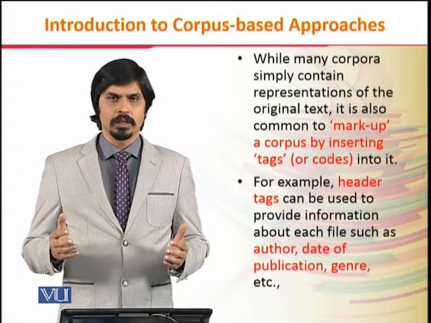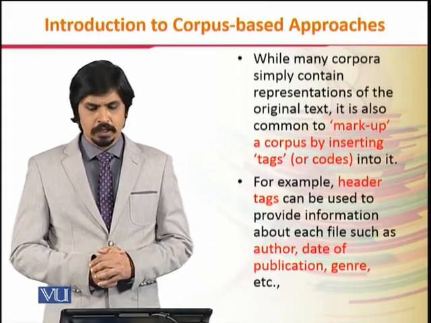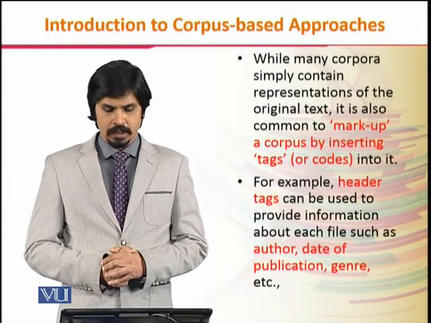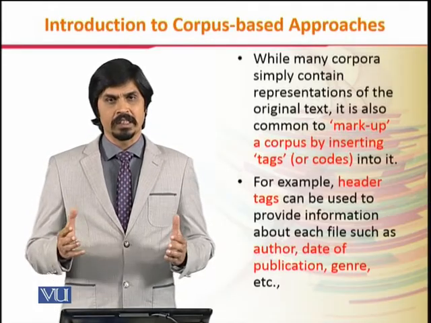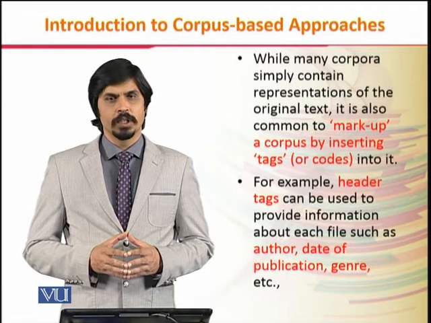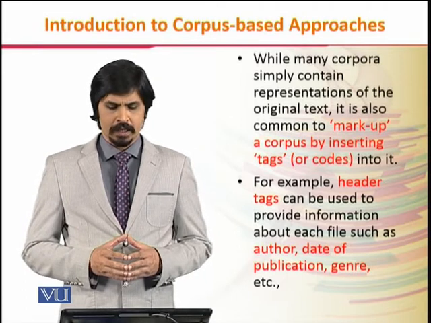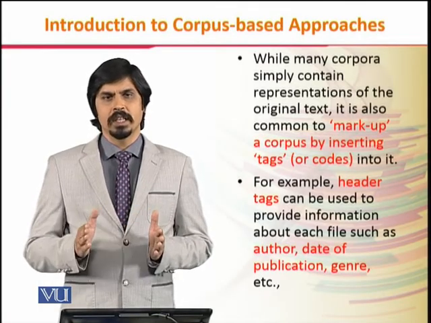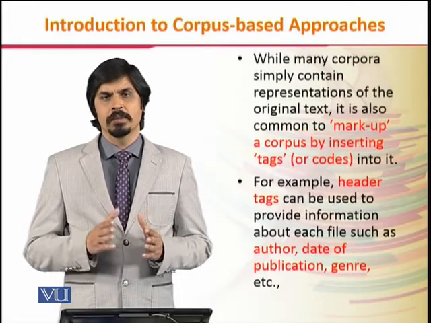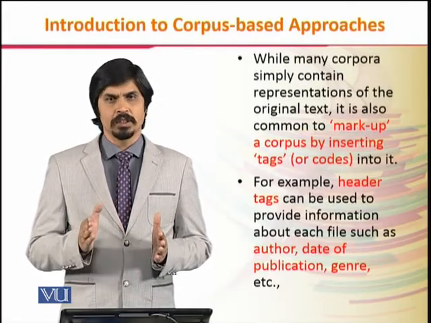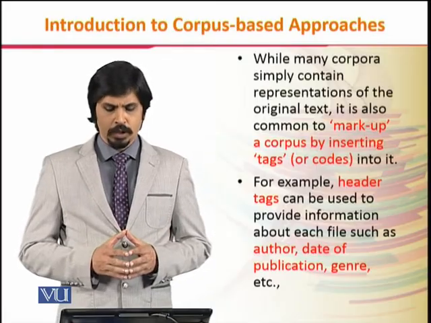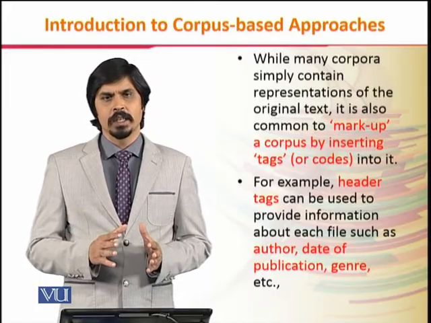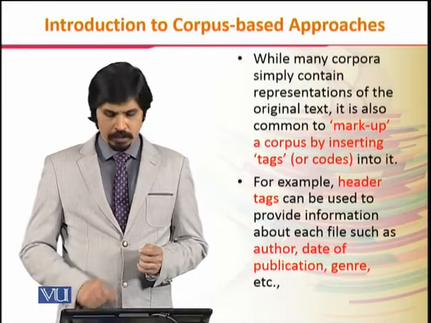While organizing a corpus or corpora, there could be many representations of the original text, and this can be marked up by inserting certain tags or codes. We can also employ certain header tags by dividing a text into various units, or by adding with the text certain headings, let's say of the author, genre, date of publication, etc. So there could be multiple classifications in the arrangement of a text in a corpora.